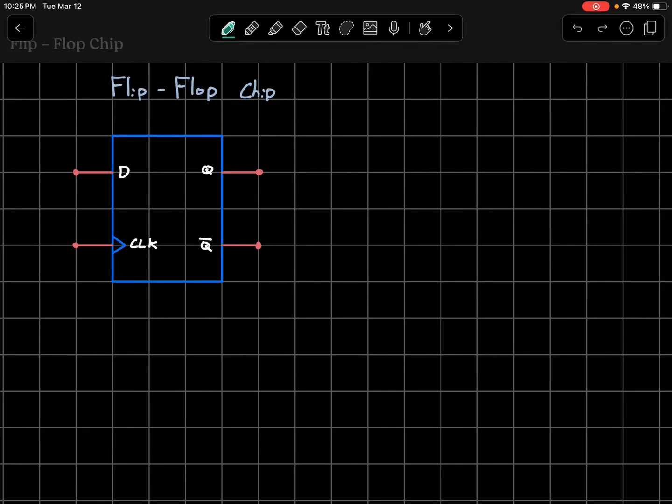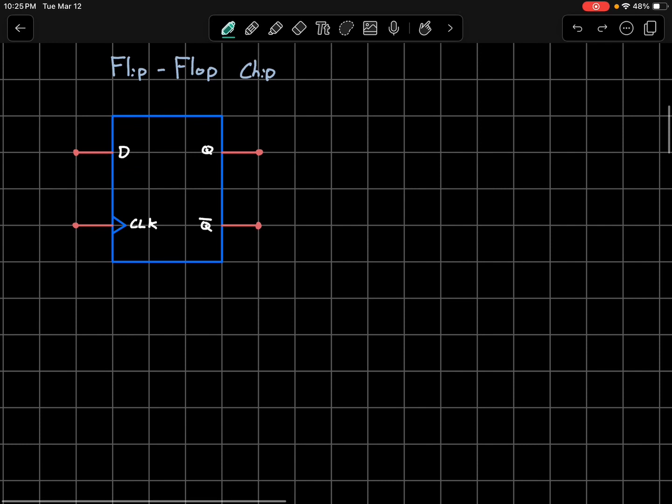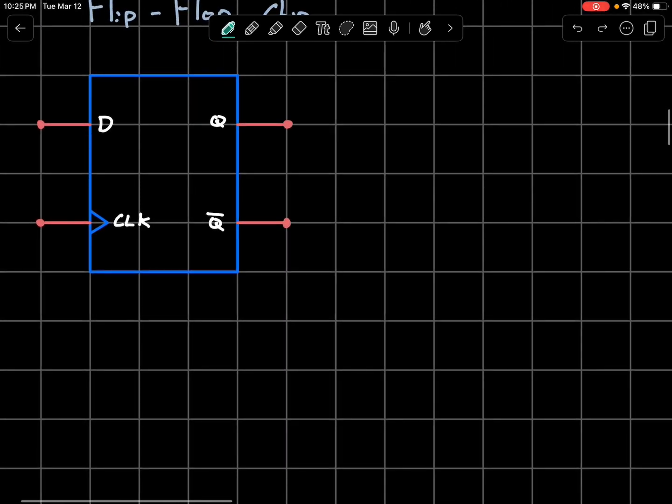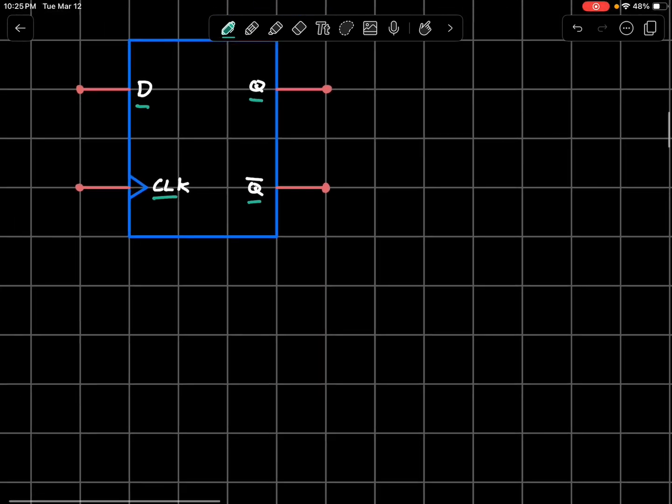So here's a review of the flip-flop chip. To start things off, let's try to understand what each of these variables here mean. First of all, D stands for data. This data can either be ones or zeros.